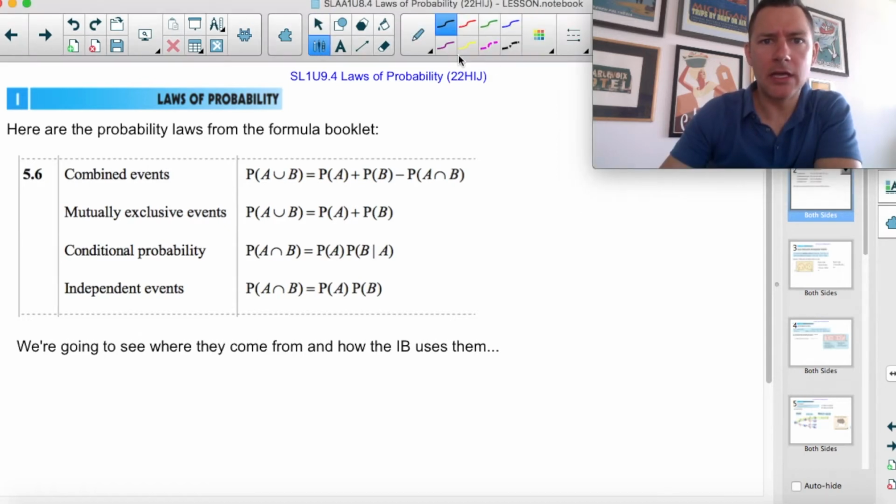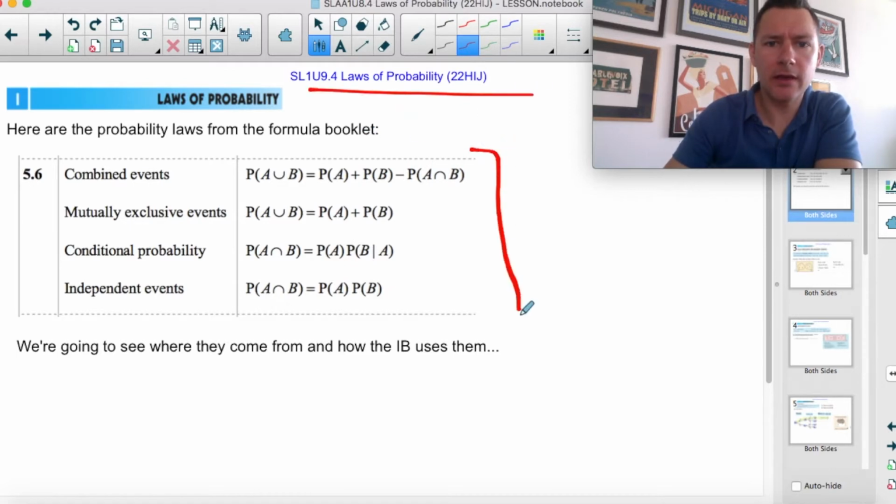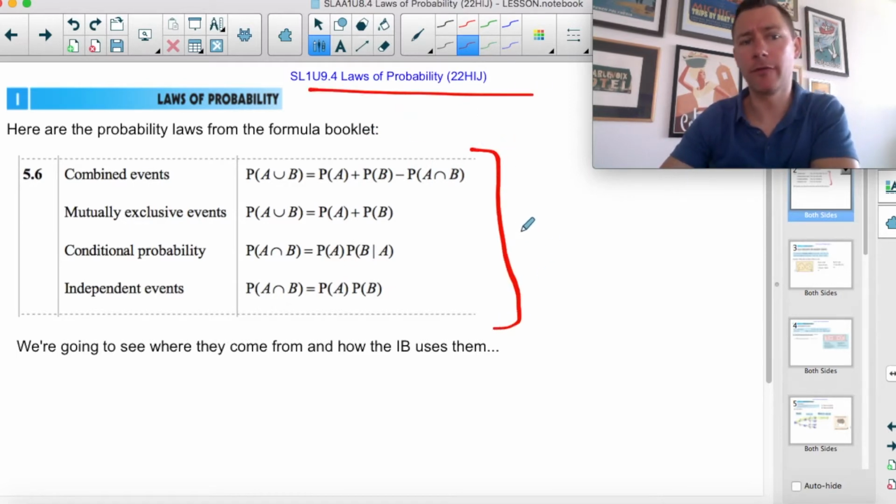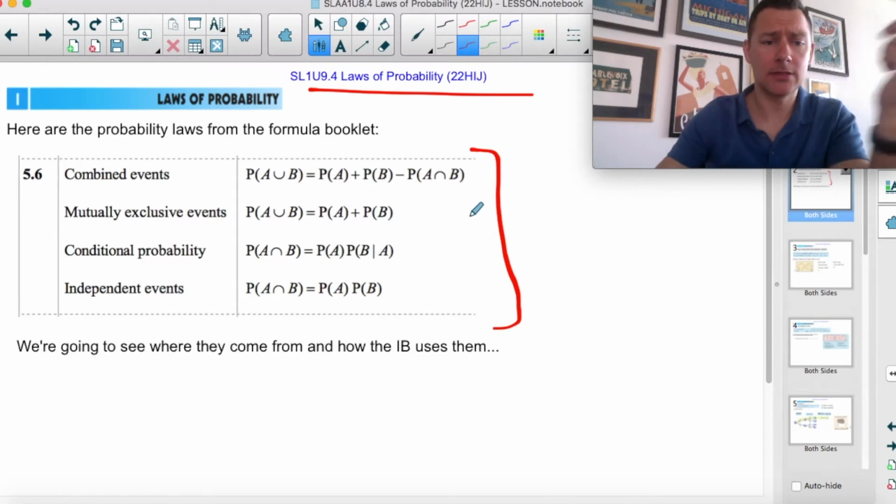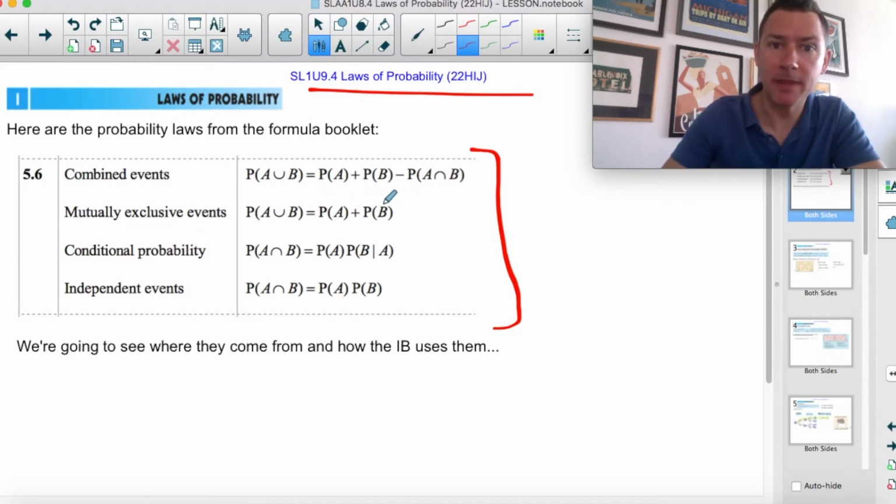Mathletes, we're looking at the laws of probability. There's a set of 4 of them from your formula booklet that you can use, but I want to show you where they come from so that they make a little more sense. I think you probably don't need to memorize them, or even use the formula booklet, because they do make sense, but let's try them out.